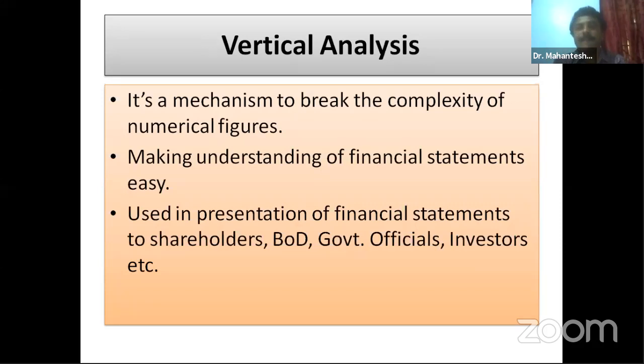one point. Vertical analysis is a mechanism to break the complexity of numerical figures in the head, making understanding of the financial statements easy, used in the presentation of financial statements to shareholders or board of directors, or the government officials, or the investors, or various stakeholders like creditors, bankers, all of them ಮಾಡ್ತೀವಿ. So let us understand what this vertical analysis is actually ಅಂತ.